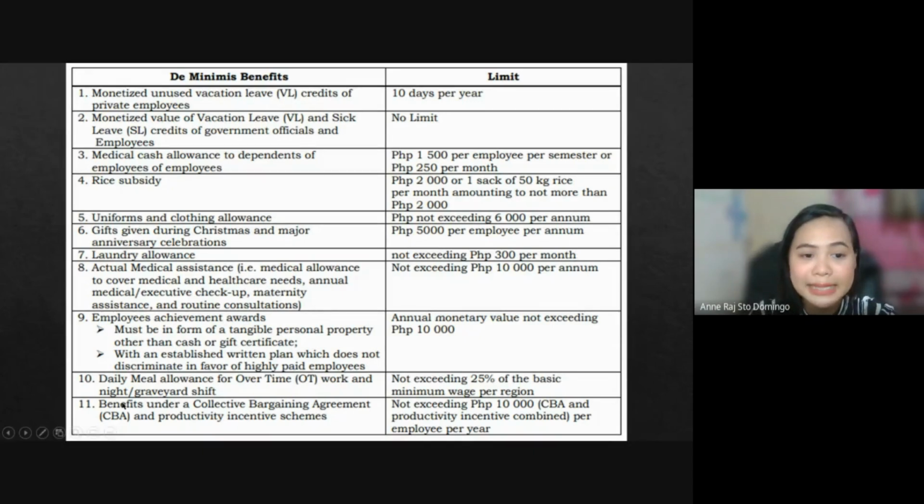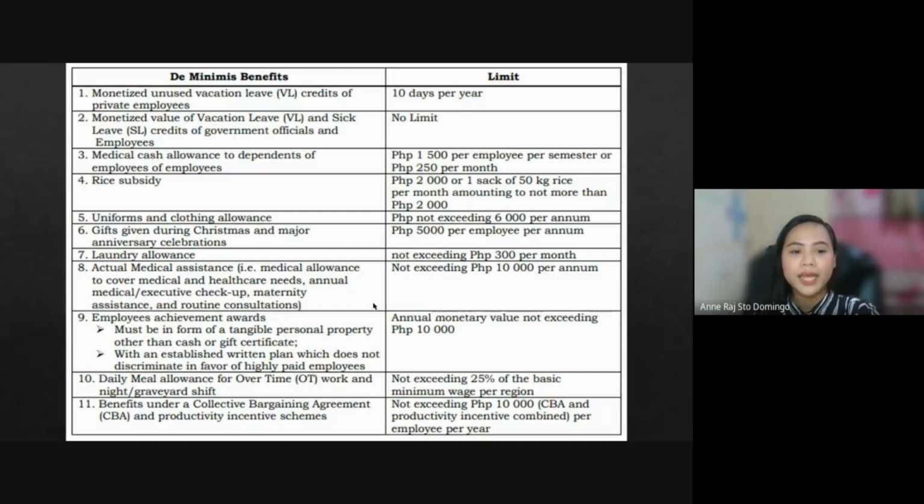Actual medical assistance or medical allowance, ayan, covering the medical and healthcare needs, an annual medical executive checkup, maternity assistance, and routine consultations. So some companies were giving this kind of medical assistance, and the limit is just 10,000 pesos. Kapag lumampas ng 10,000 pesos, it should be taxable. Magkakaroon na tayo ng tax dyan.